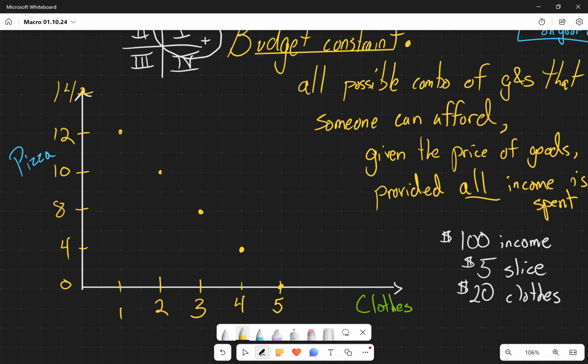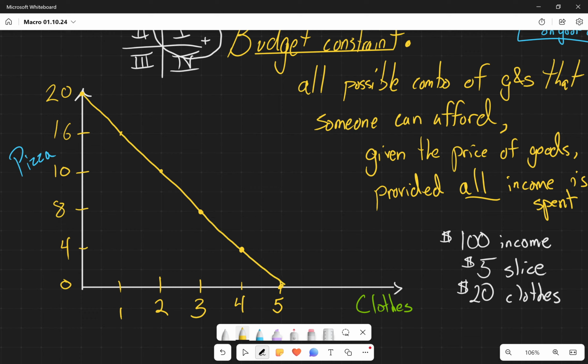Wait, hold on. Wouldn't it be 16 and 20? Yes, thank you. This is what happens when I'm doing these things on the fly. I have the flu, so I've got flu brain. I'm going to blame it on that. All right.